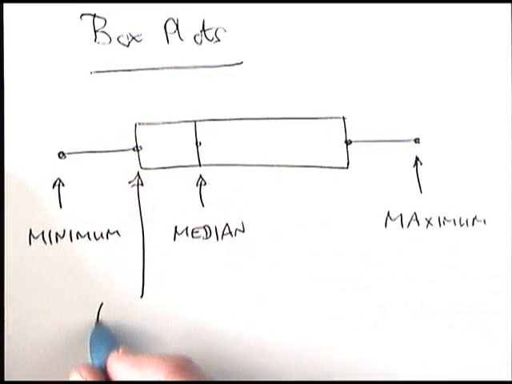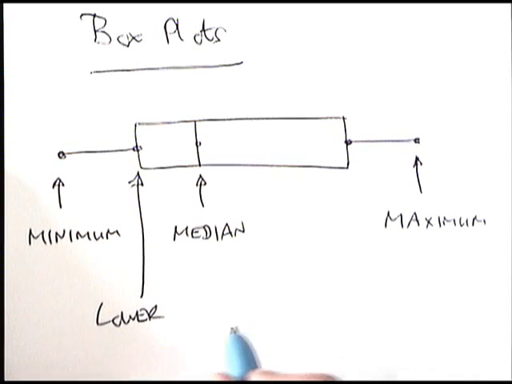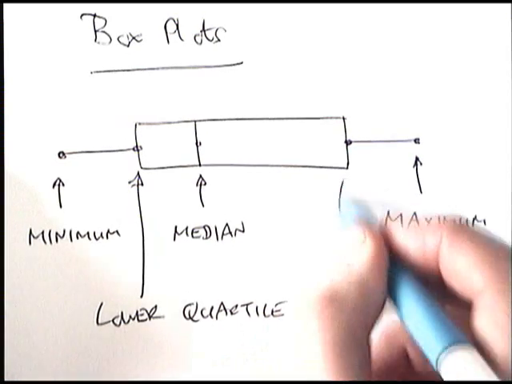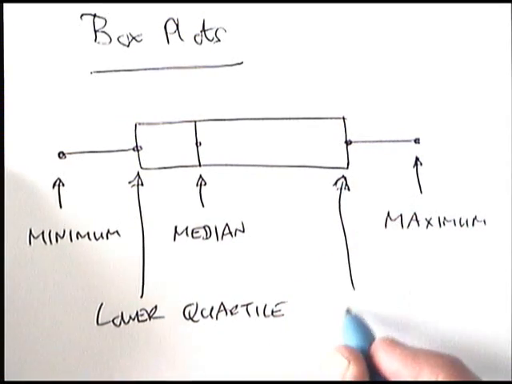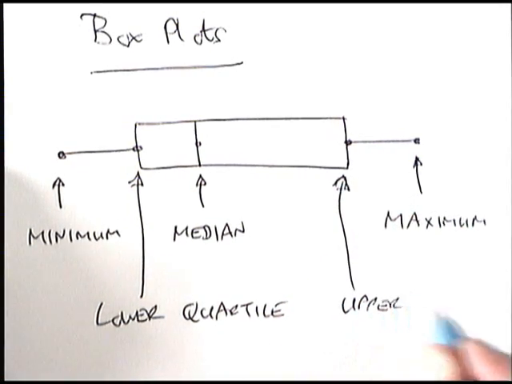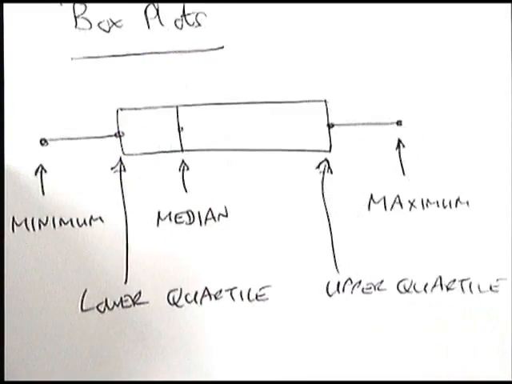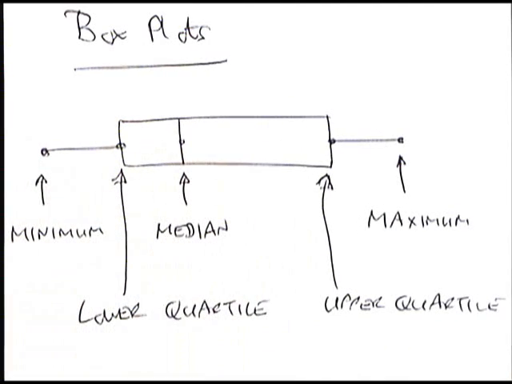Where the box starts, that always represents the lower quartile. And where the box finishes, that always represents the upper quartile. So your teacher may wish to pause the video at this point so you can copy down that diagram and each of those arrows, what they are pointing to.